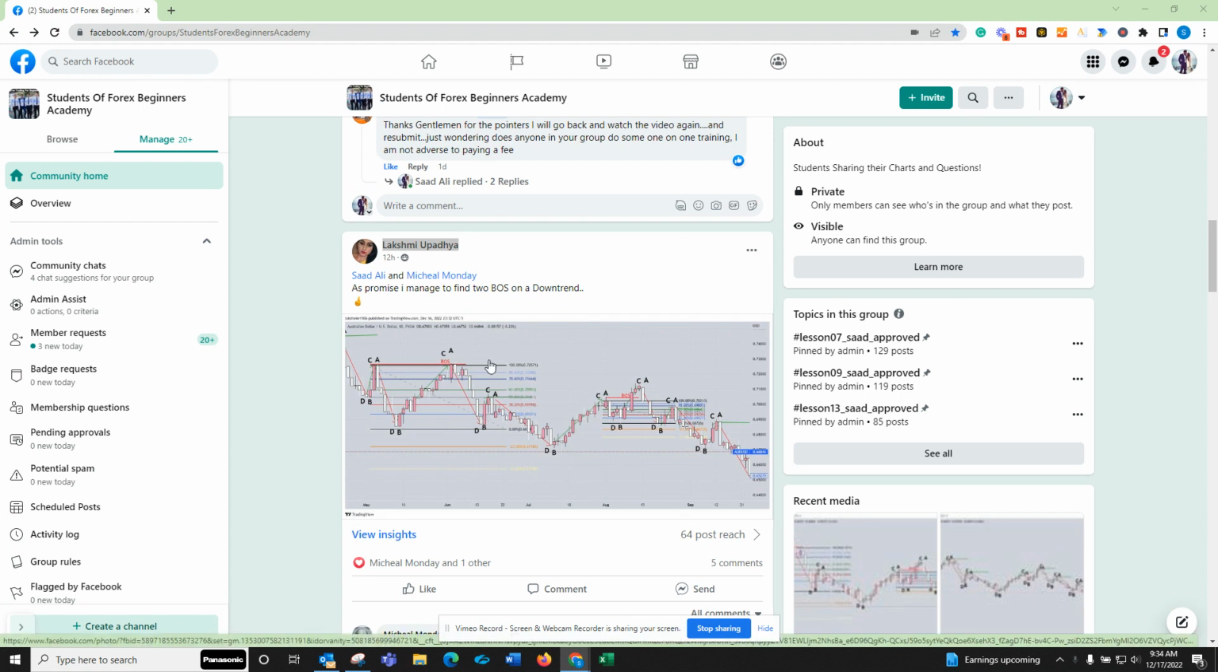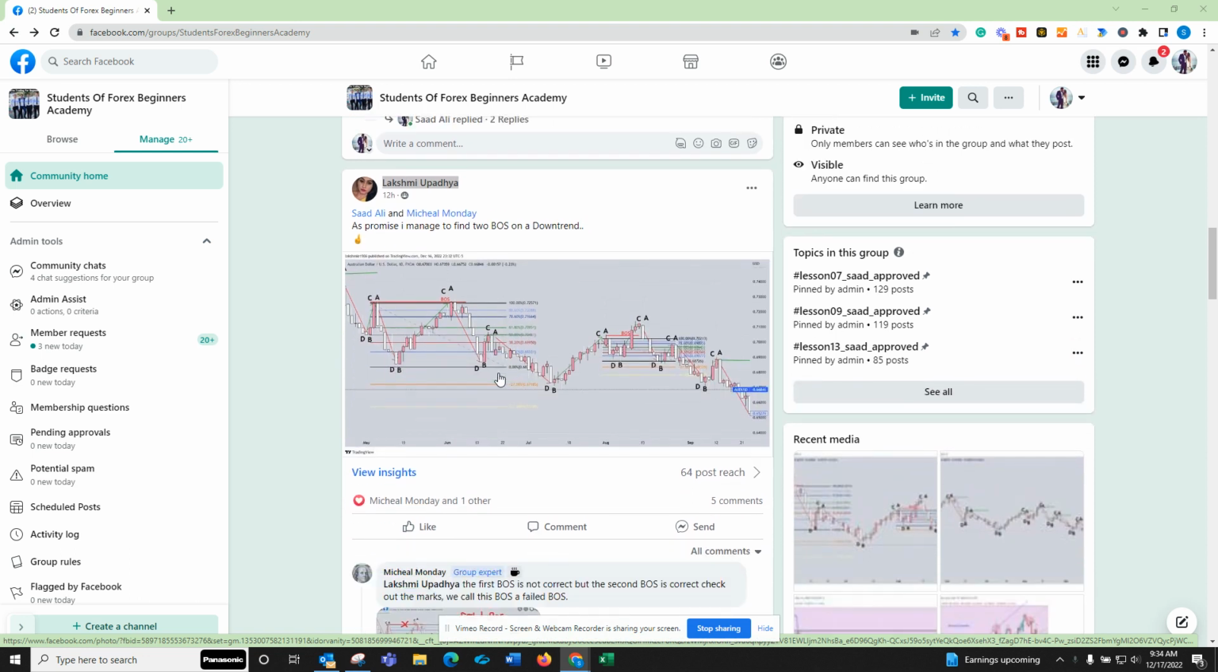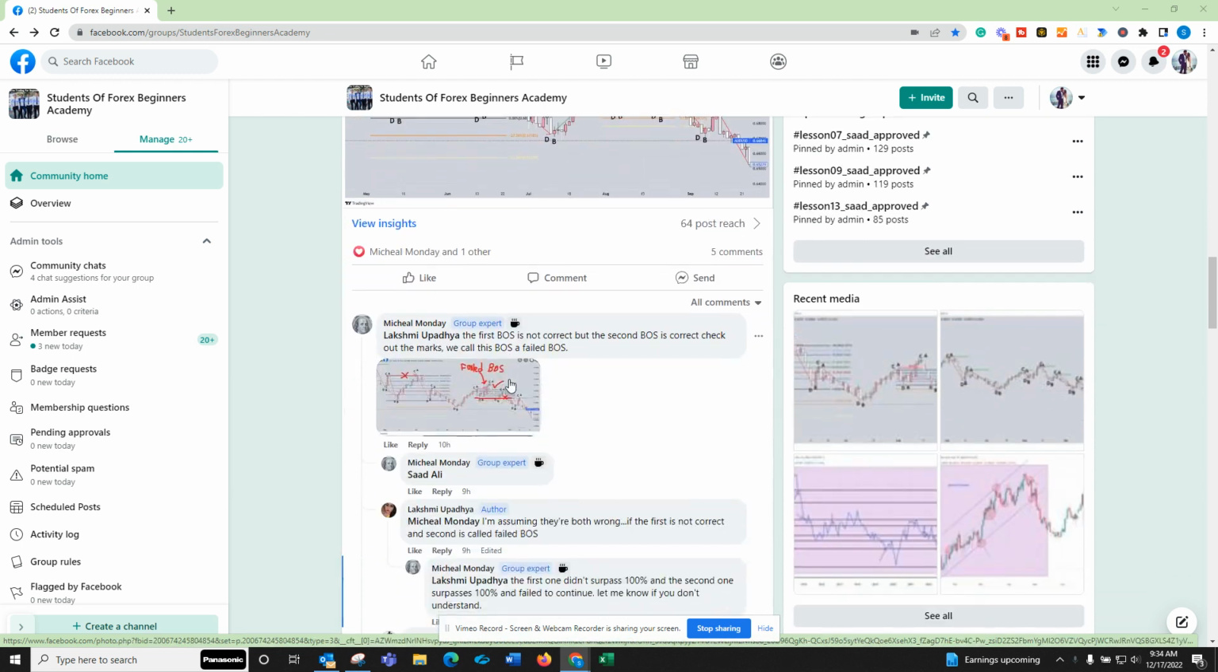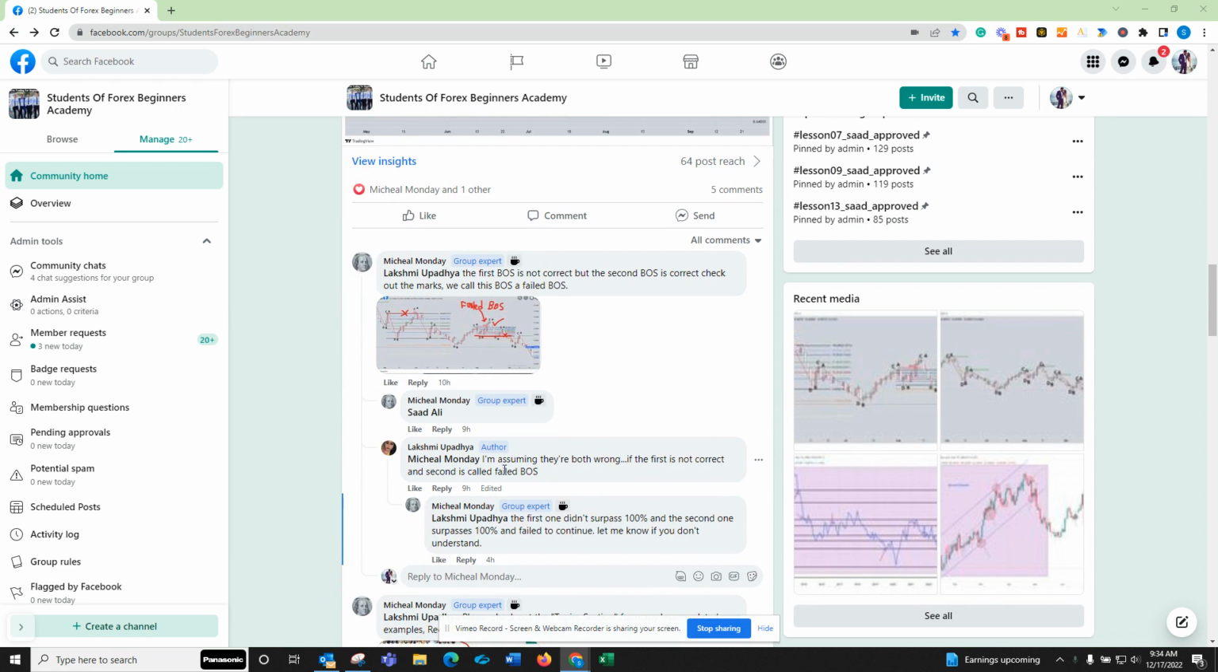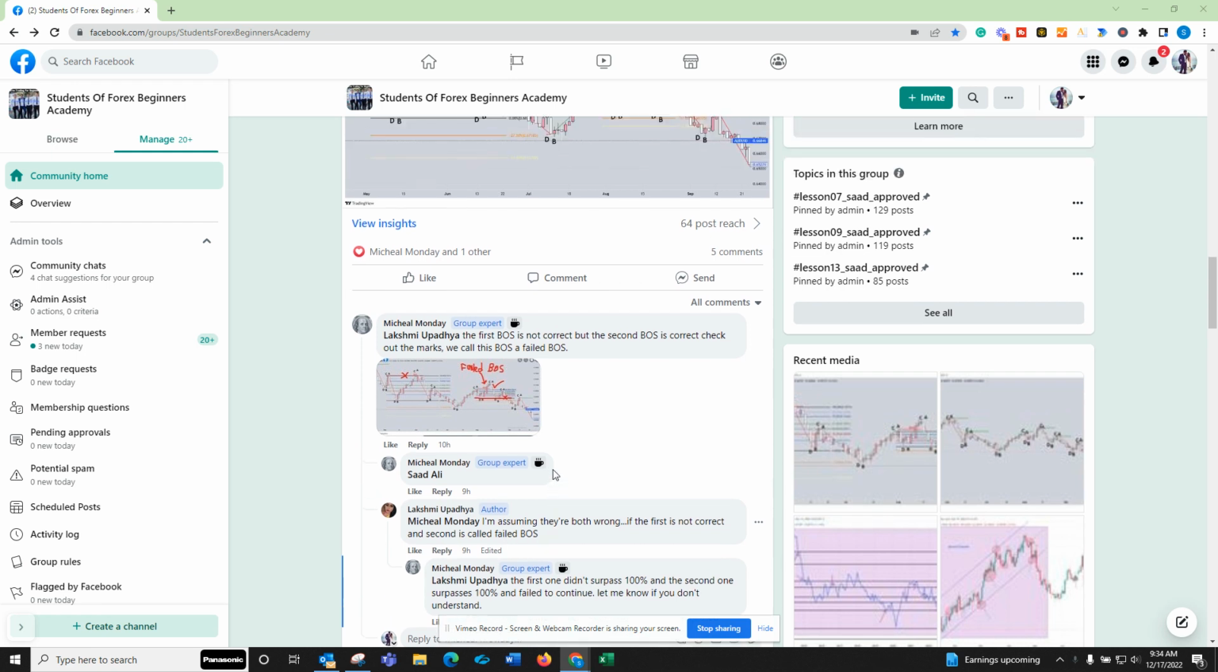Okay, so congratulations on your effort. You're showing a lot of good progress here, and this chart is very well done. Let me just explain it, because reading your comments here, I'm assuming they're both wrong if the first is not correct and the second is a failed BOS.